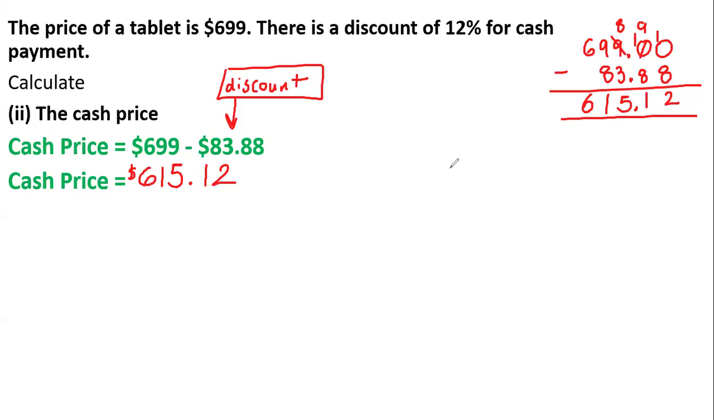Nathan, take your time. I just want to figure out the cash price. The listed price is $699, and the discount is $83.88. So for the discount price, you take the discount, right? And then you subtract the discount from the cash price, which gives you $615.12.